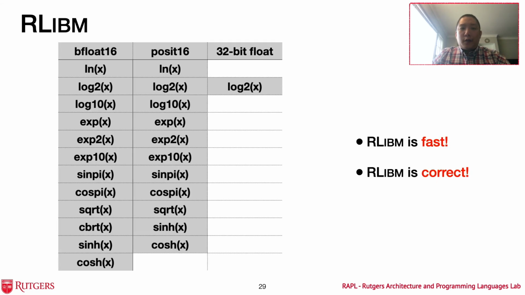Using this approach, we created RLibM, a collection of math libraries for bfloat16, posit16, and 32-bit float representations. By approximating the correctly rounded result of f(x), we were able to create fast math libraries that produce correct result for all inputs for all of our functions.